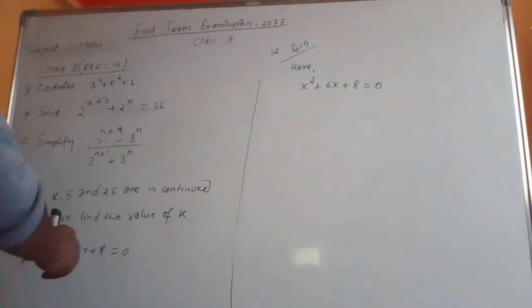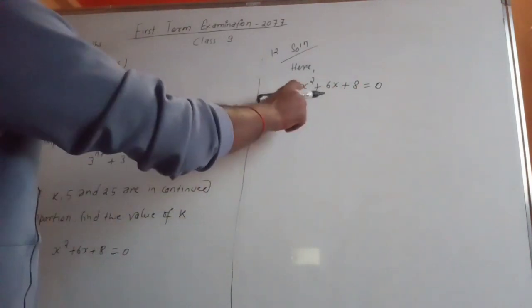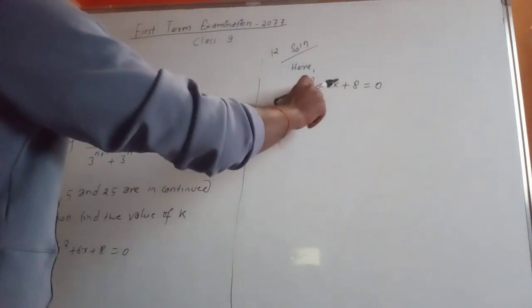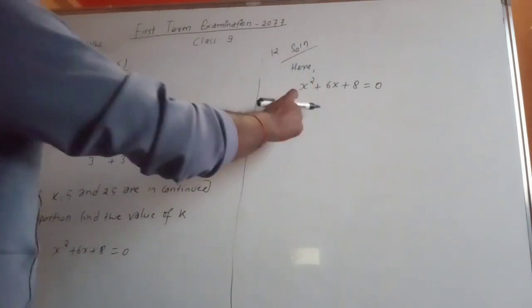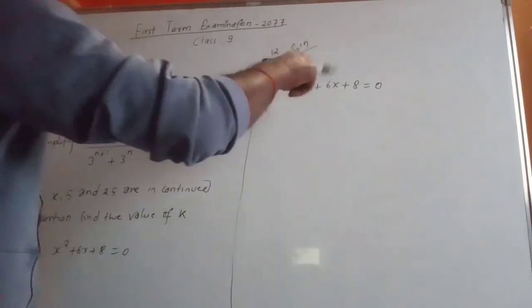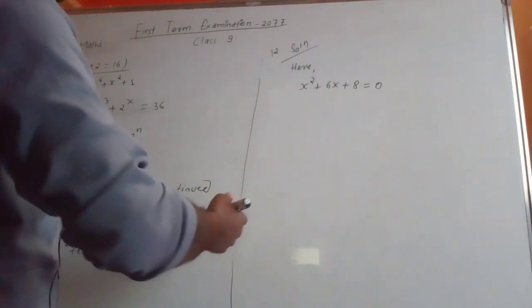Okay, last question from group B. x square plus 6x plus 8 equals 0. This is a quadratic equation because the highest power of the variable is 2. There are lots of ways to get the solution of this type of quadratic equation. Now I am going to solve with the help of the factorization method.